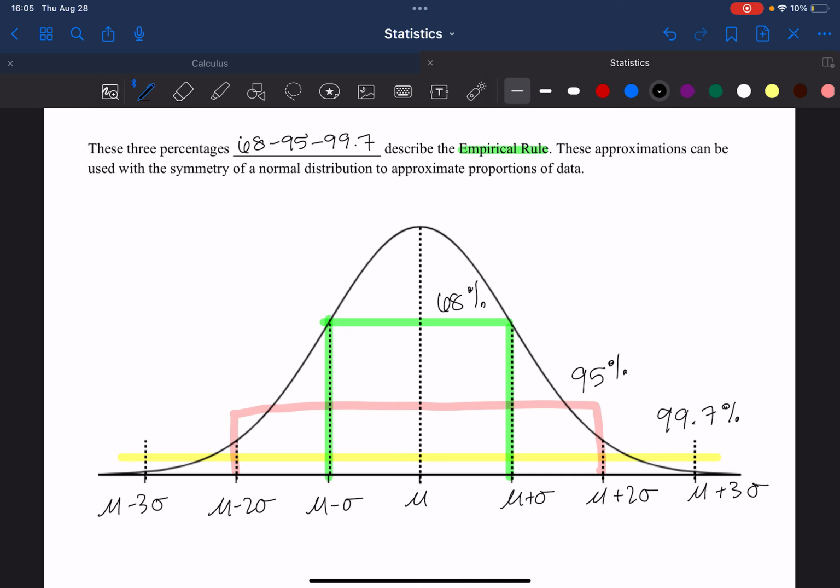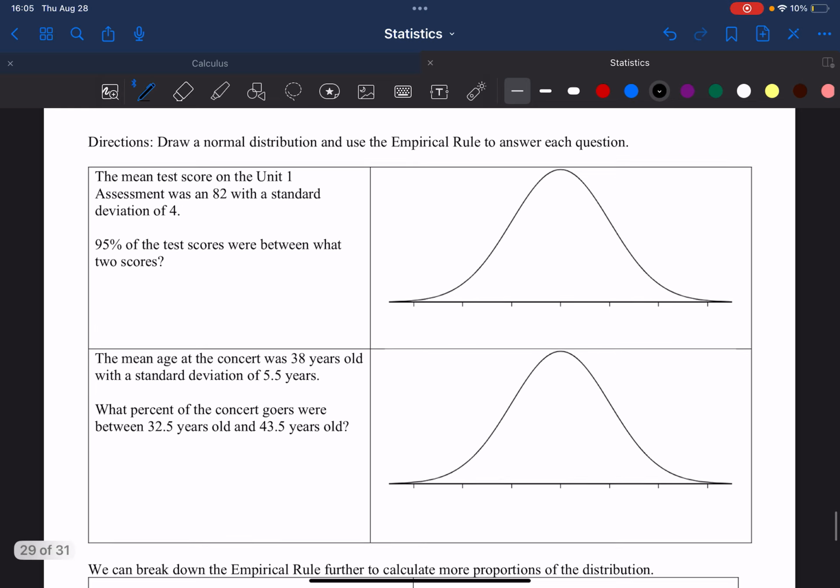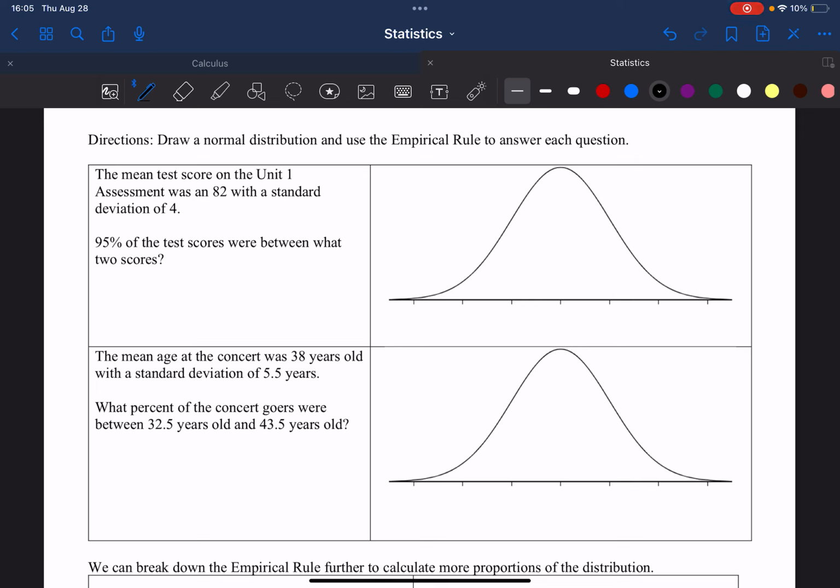Okay, so let's go ahead and look at some examples. It says use the empirical rule. Our first example says the mean test score on the Unit 1 assessment was 82 with a standard deviation of 4. 95% of the test scores were between what two scores? So we know that 95% is two standard deviations. So I need to make sure that I find all the data in between these right here.